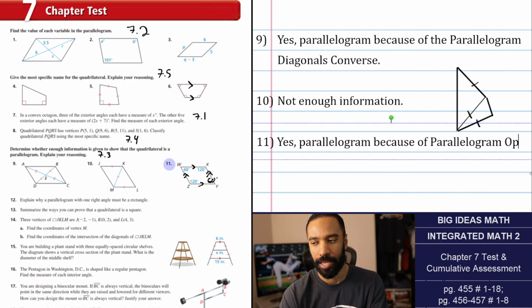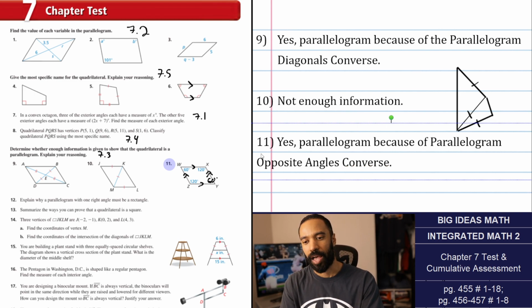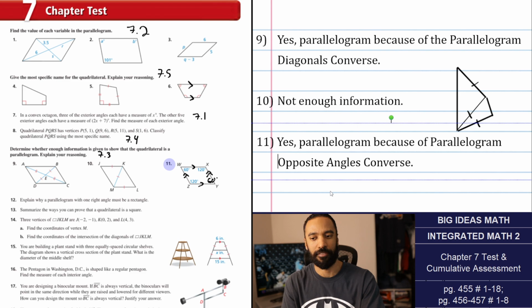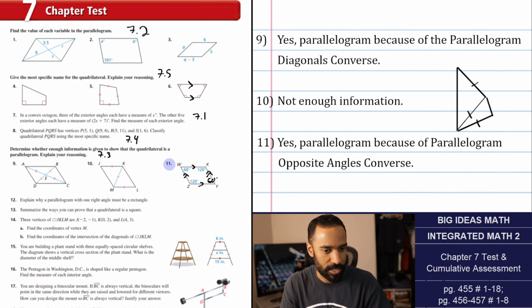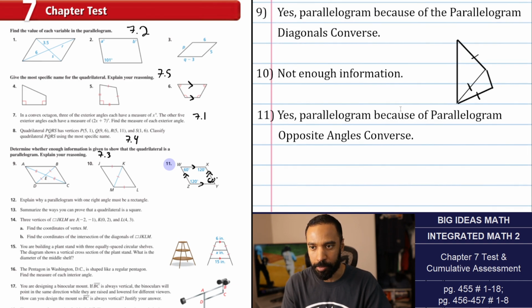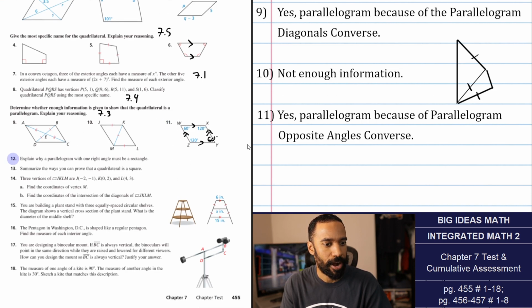angles converse. I guess I'm good there. I talked about the parallel lines thing, converse of same side interior angle theorem and same side interior angle theorem, but I could have added these to 360 to find out that was 60. If the opposite angles are congruent, then it is a parallelogram. Number 11 is yes.